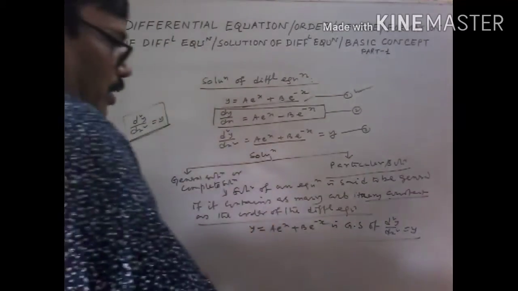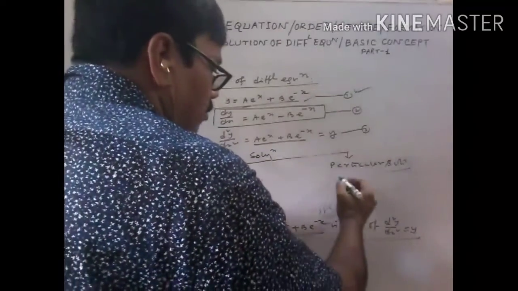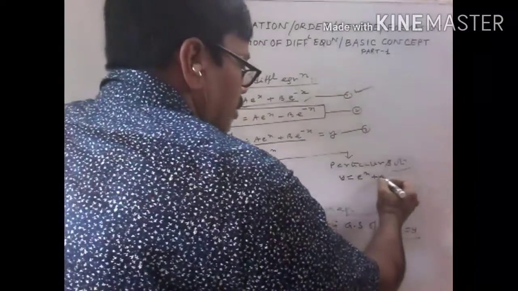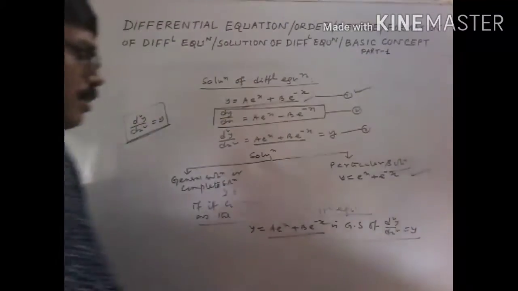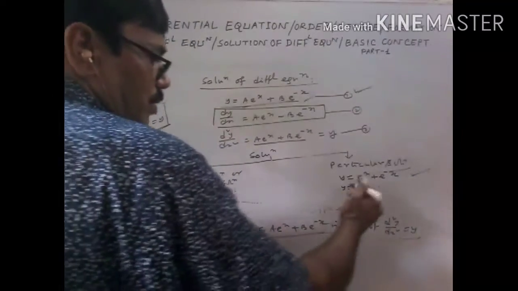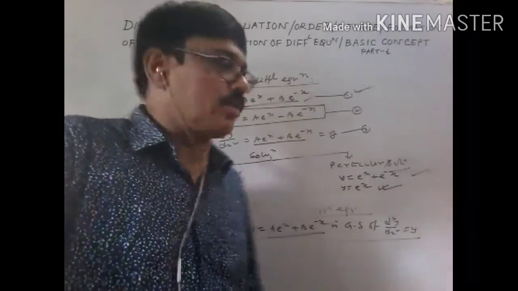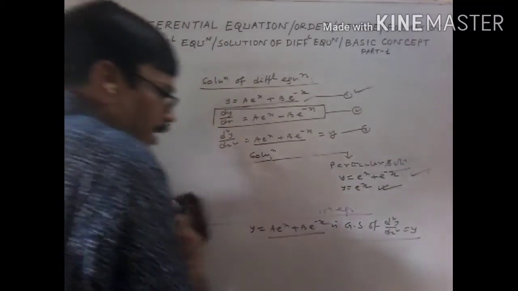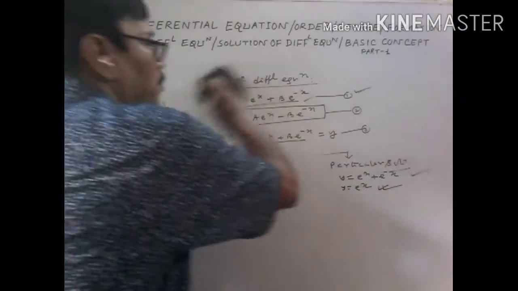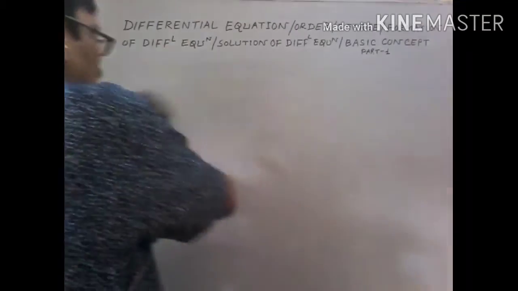Now what is a particular solution? So look, if we put a equals 1, b equals 1, we get e to the power x plus e to the power minus x, it is a particular solution. y equals e to the power x, with a equals 1 and b equals 0, is also a particular solution. So what is a particular solution? A solution obtained by giving particular values to the arbitrary constants.